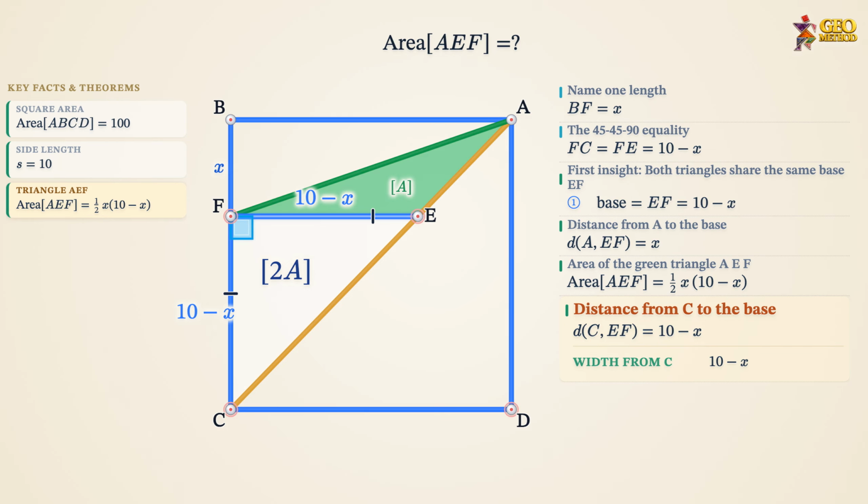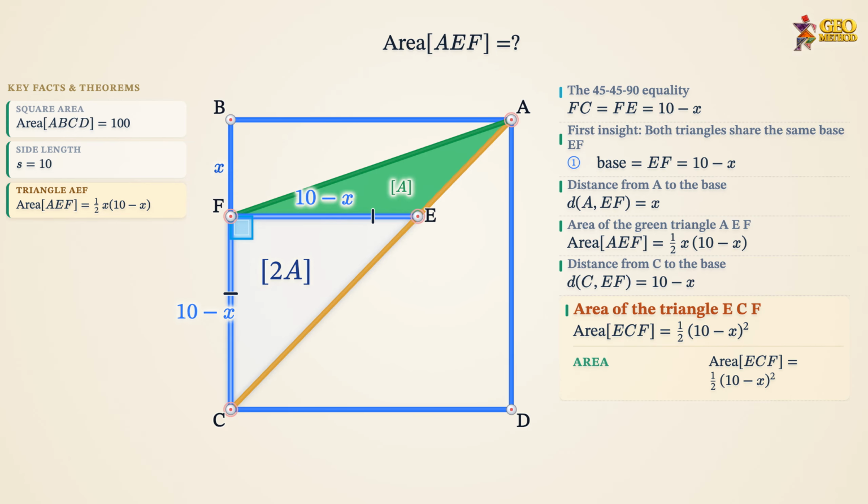Now the other triangle. Its apex is the far corner C at horizontal position 10, while the base segment EF still stands at position x. So the perpendicular distance from C across to segment EF is 10 minus x. Same base 10 minus x, but now the width is also 10 minus x, so triangle ECF has area 1/2 times (10 minus x) squared. Call this our second expression. Notice both areas carry the factor 10 minus x.